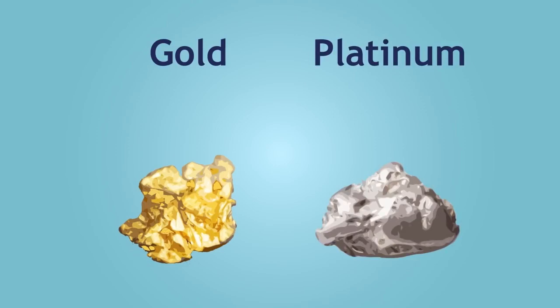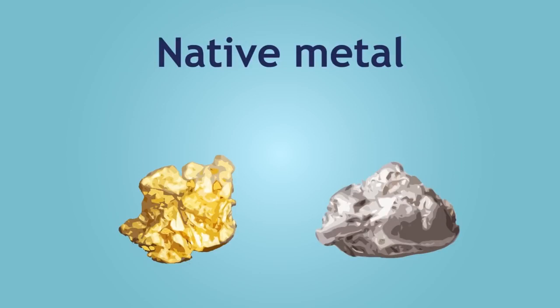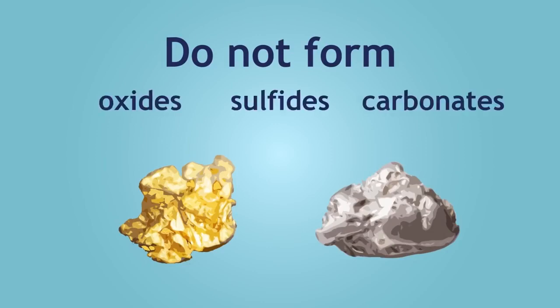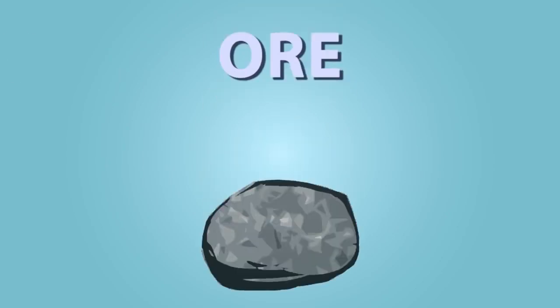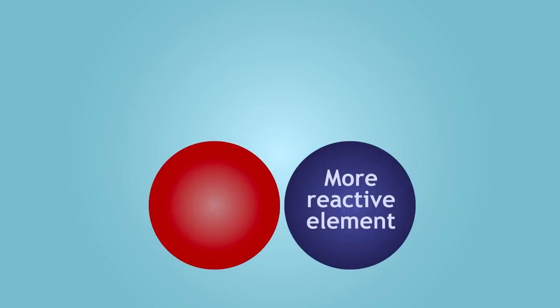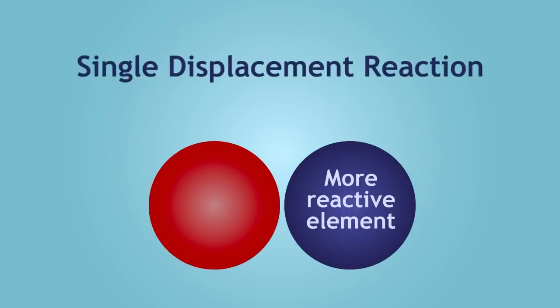Some metals, such as gold and platinum, are not found in ores, but rather exist naturally as native metal. Note that these are less reactive metals and therefore do not form oxide, sulfide, or carbonate compounds. In summary, an ore is a rock that contains a high percentage of a certain type of mineral, which can exist as an oxide, sulfide, or carbonate compound. The mineral can be extracted by a single displacement reaction using a more reactive element.